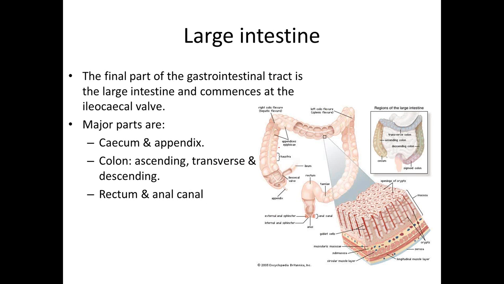So here on this diagram is the large intestine, and the major parts that we have are the cecum and the appendix, the colon, ascending colon, transverse colon, and descending colon, and then finally we have the rectum and the anal canal. We can see on this diagram here a magnified area of the lining of the intestinal mucosa.